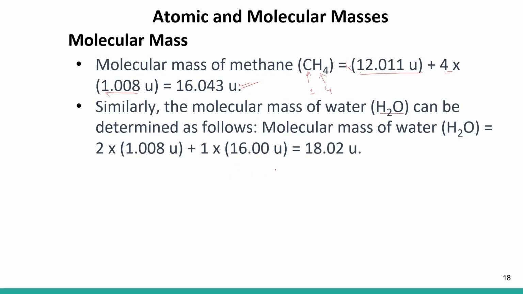So the average atomic mass of hydrogen is 1.008, and the number of hydrogen atoms present is 2, so we will multiply it by 2. Now for the oxygen atom, it is 16.00 u, and we will multiply by the number of oxygen atoms, which is 1. So we will get the whole as 18.02 atomic mass units.